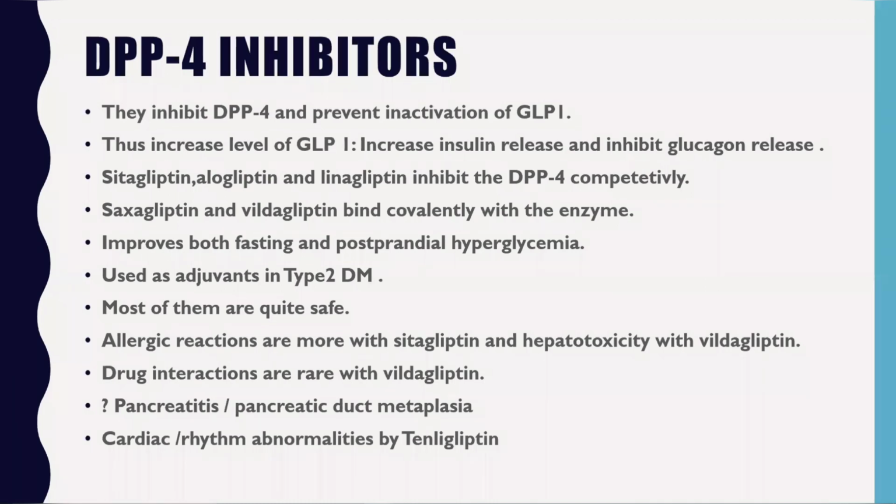The use of DPP-4 inhibitors improves both fasting as well as postprandial hyperglycemia. They are often used as adjuvants in type 2 diabetes mellitus. Most commonly, combinations are available with metformin, but you can use them with most of the oral anti-diabetic agents. And in type 2, it is also being used along with insulins.